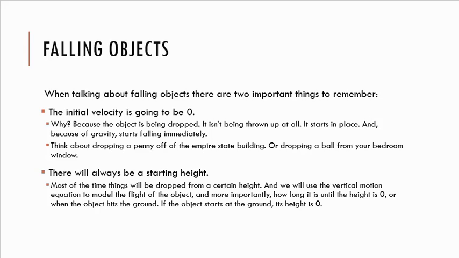The height we're finding the time for doesn't necessarily have to be 0, but it will always have a starting height. If the object starts on the ground, then the height is 0, and that doesn't make much sense. If something was on the ground, it wouldn't fall. It would just stay on the ground.